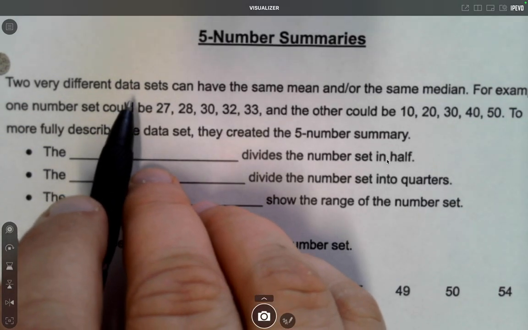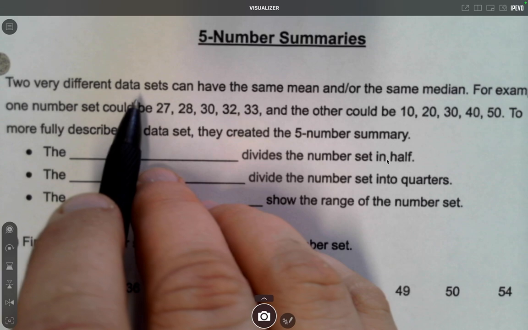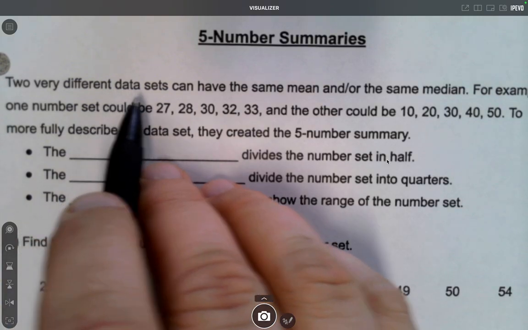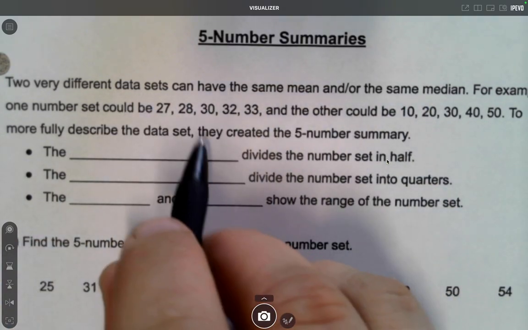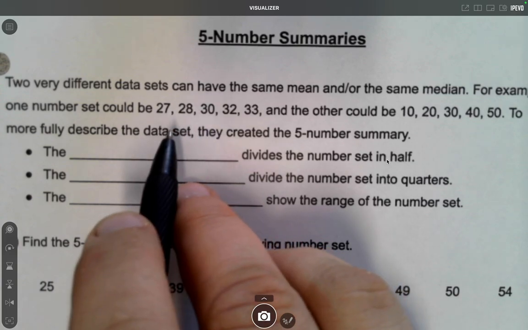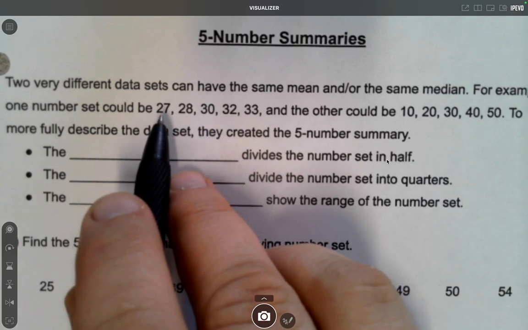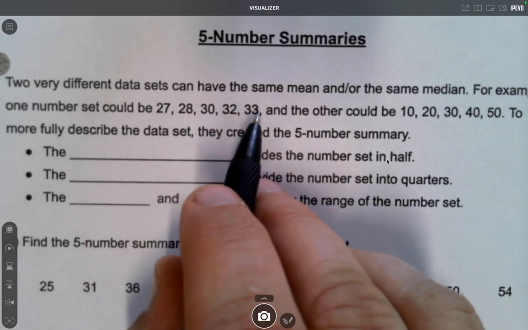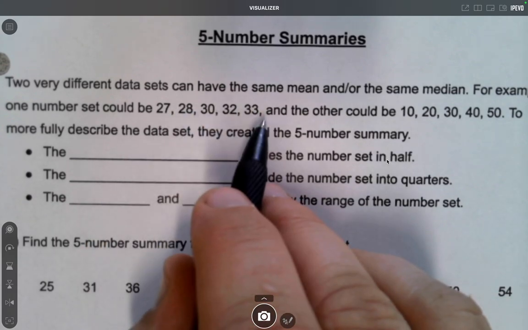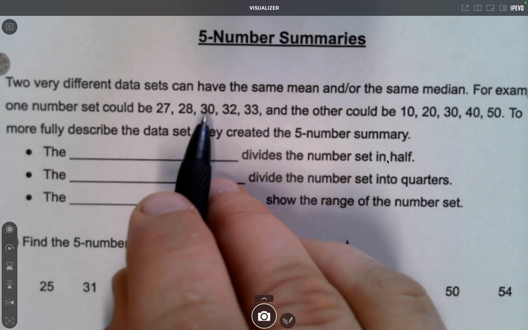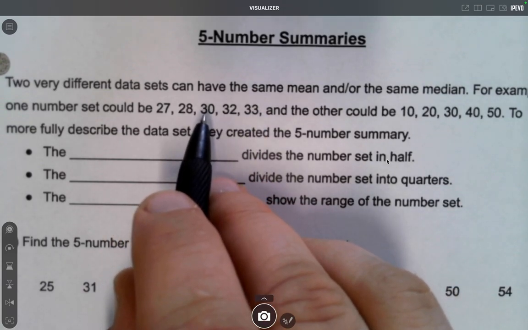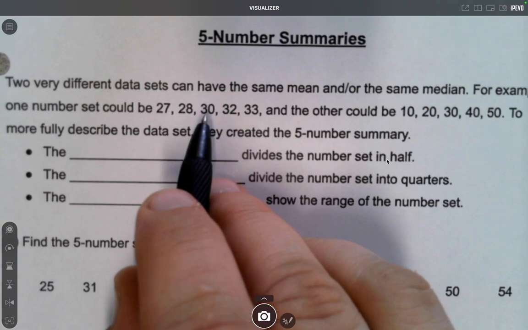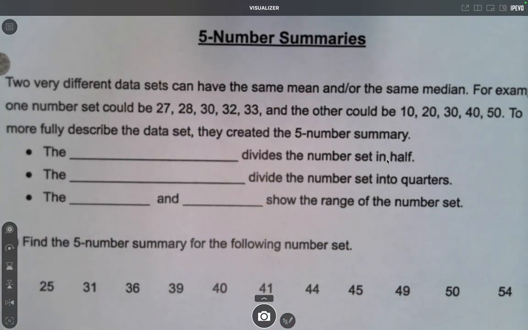And one reason having more information is helpful is because 2 very different data sets can have the same mean or the same median. So look at these lists right here. Let's just pretend these are people's ages. So you find 5 friends who are all aged between 27 and 33. If you were to add these together and divide by 5, their average age or mean age would be 30. Their median would also be 30, because that's the middle age. So that's 5 friends who are pretty close together.